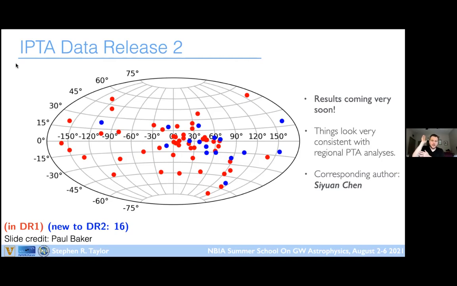Also, occasionally you'll get pulsars whose line of sight gets close to the sun. And so you get signatures from the solar wind, because that's an ionized plasma, and you get these spikes in the dispersion measure from when the pulsar line of sight gets close to the sun. All of those need to be taken into account through advanced noise modeling.